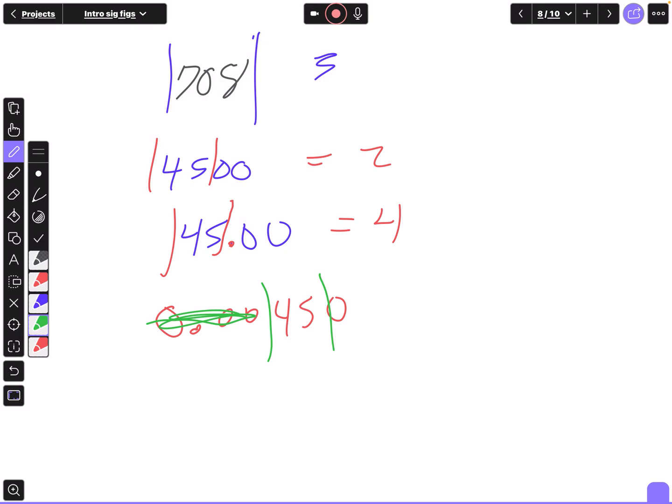The decimal only goes with these zeros that come after numbers. If there's a decimal, it is significant. And since there's a decimal, the 0 would be significant, so that would equal 3 significant figures, the 4, the 5, and the 0 there.